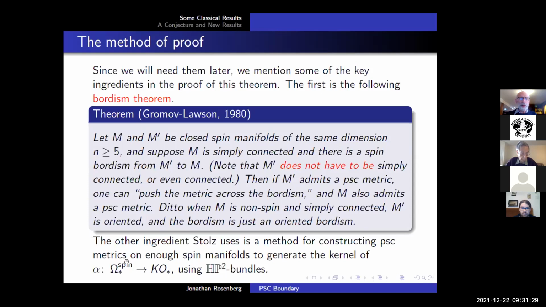And what Stolz proved basically was that the kernel of alpha is generated by manifolds of a special type that have HP2 bundle structures. So HP2 is the second quaternionic projective space. And that, of course, is a nice manifold of positive curvature. So if you have a manifold which has an HP2 bundle structure, then it's obvious that it has a metric of positive scalar curvature. So that enables you to construct lots of manifolds with PSC metrics in the kernel of alpha, and that's exactly what you need.